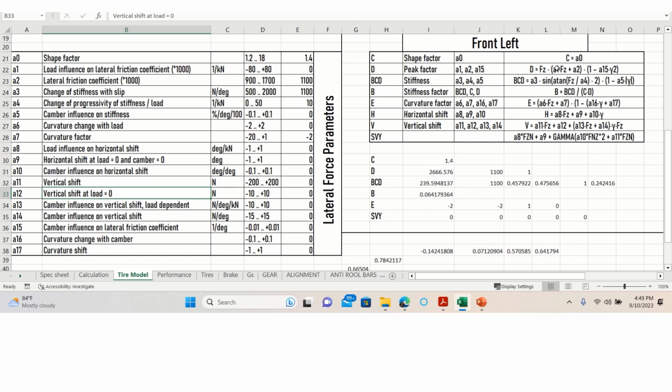And these are calculated in this way. So the C shape factor is essentially equal to A0. The value lies between 1.2 to 1.8. You can take 1.4 as a sample value. So you get the idea.